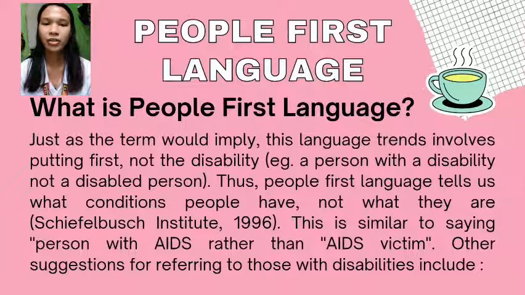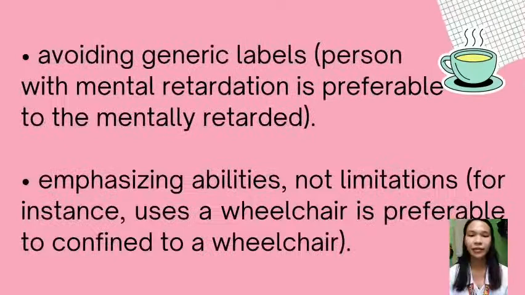Other suggestions for referring to those with disabilities include avoiding generic labels. Person with mental retardation is preferable to the mentally retarded. Meaning, avoid labeling persons and putting them in categories, as in the handicapped, the disabled, the deaf, the retarded, the learning disabled, and so on. Emphasize people, not labels. Instead, use terminology such as people with mental retardation, people who are deaf, people with disabilities, and so on. Emphasize abilities, not limitations, for instance, uses a wheelchair is preferable to confined to a wheelchair.